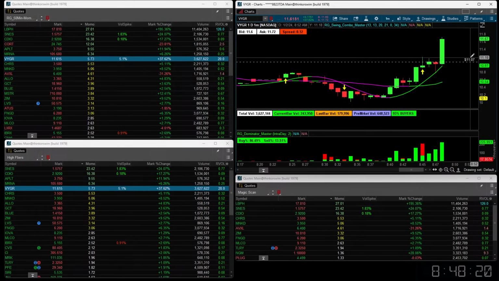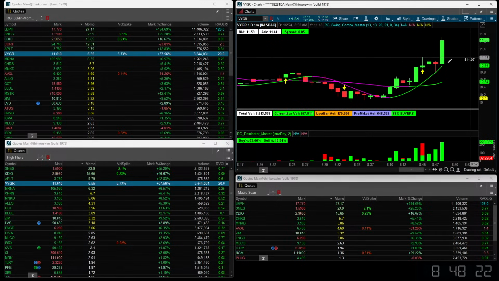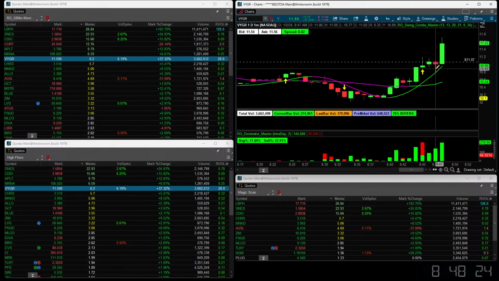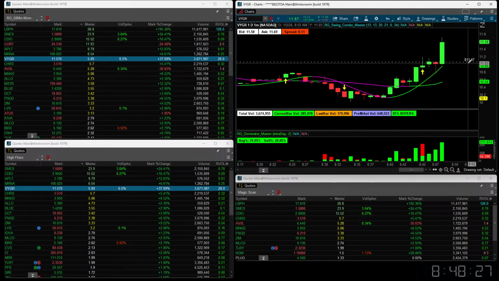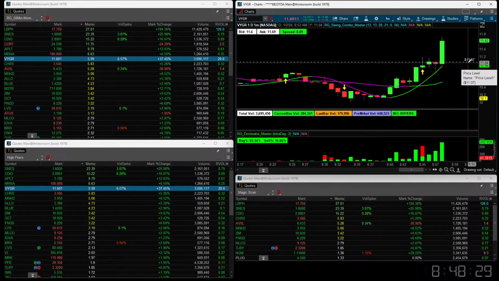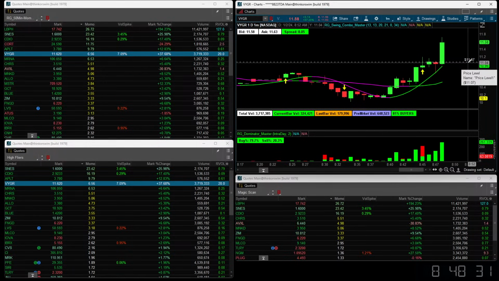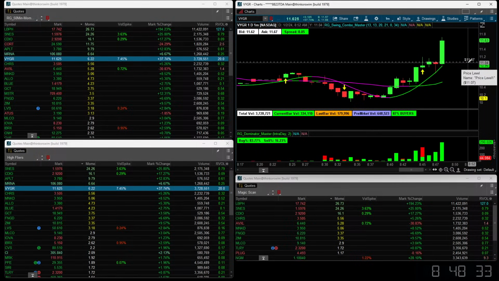Nice big green candle. I should have bought down here. I keep saying I'm going to buy these long tails at the bottom, and I never do. And I lose money. I leave it on the table. Could have been an easy play.